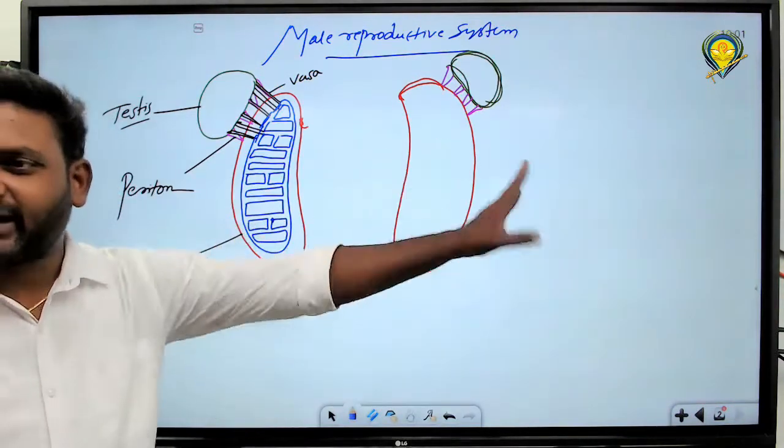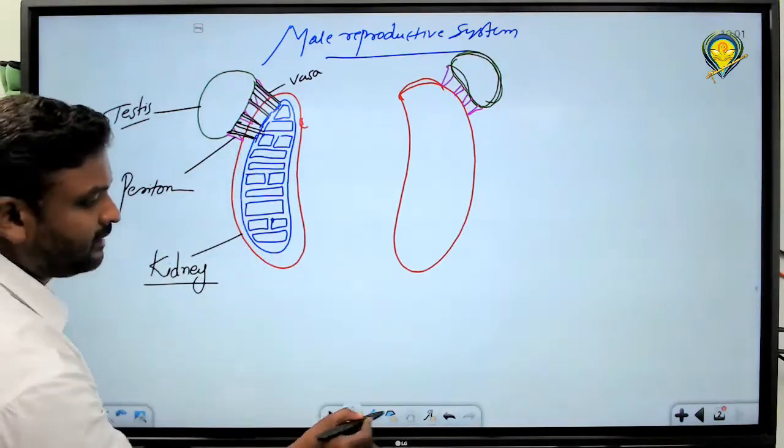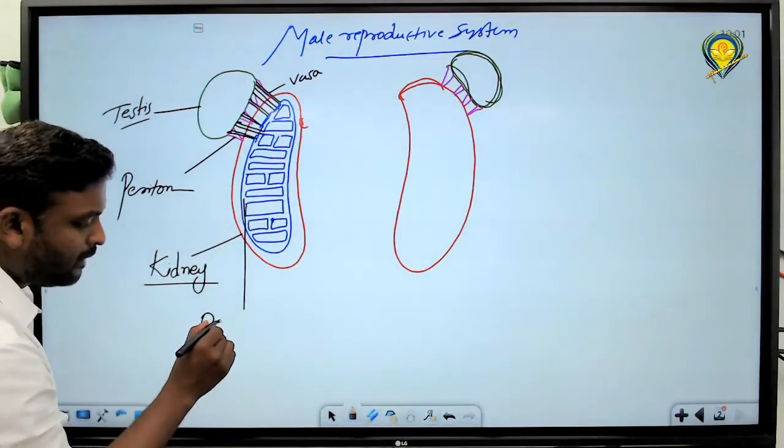There is no time to write here also, right? It's enough. Okay, listen to me here. The canal here, right? The canal is called as what? Tell me, all of you.